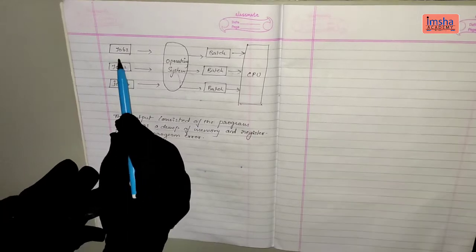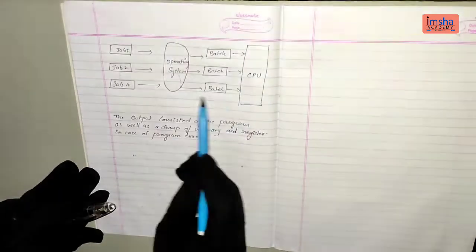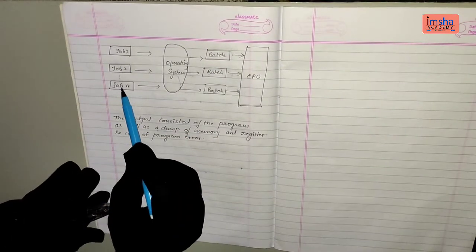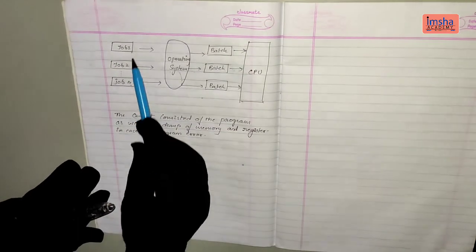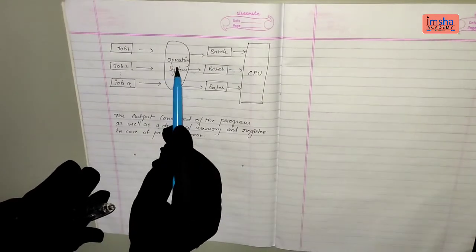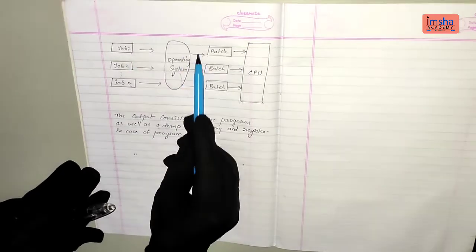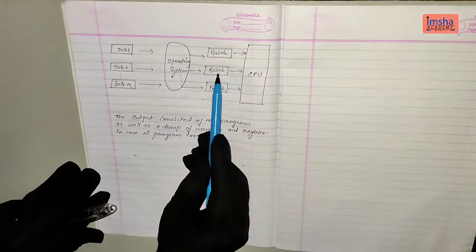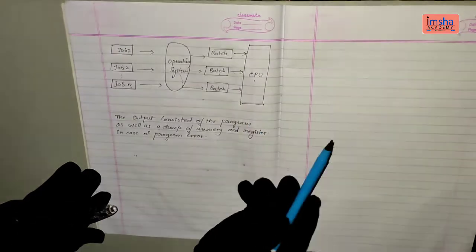See this, I have already explained to you how this works. Once again I will tell you. Jobs would be given by the user. The user will give this job to the operating system. These jobs with similar needs are grouped together to form batches, and that would be submitted to the CPU.